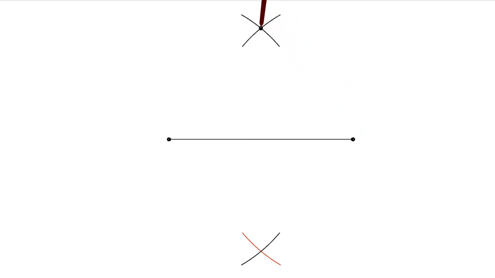So we will get two intersections: one above the line, in our case, because it's up, and one below the line, which is here. And then we simply draw a line through those 2 points. And this vertical line is what we call a perpendicular bisector.